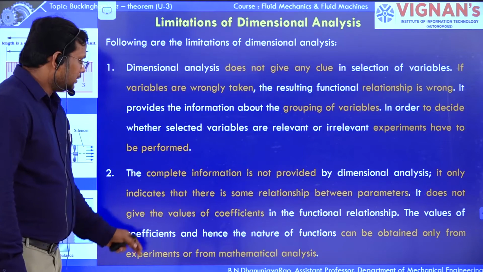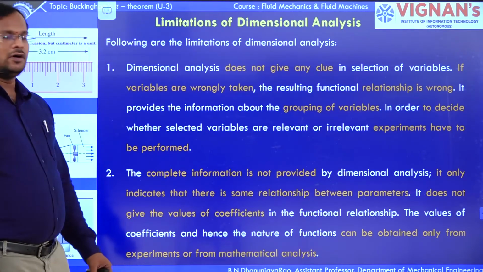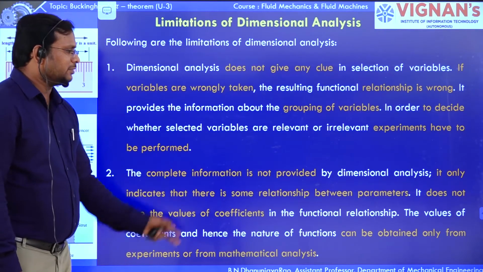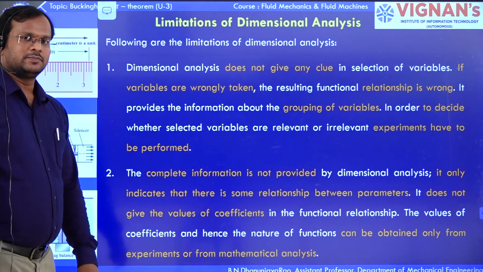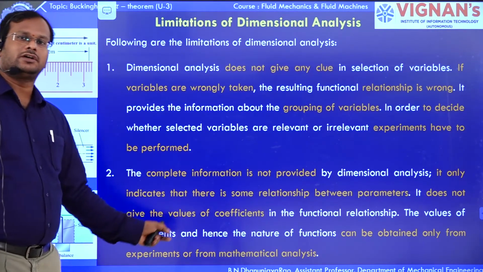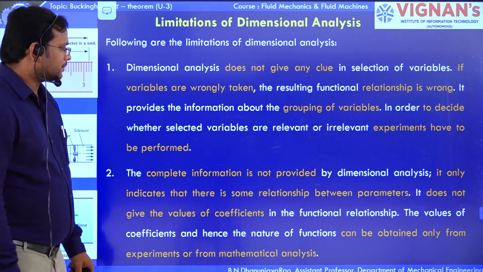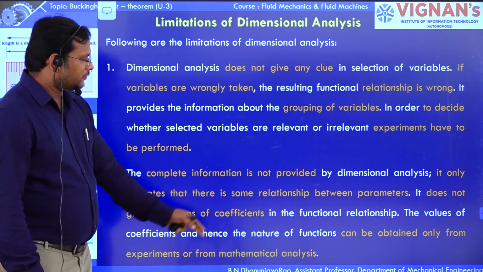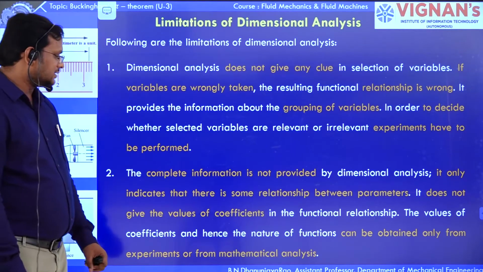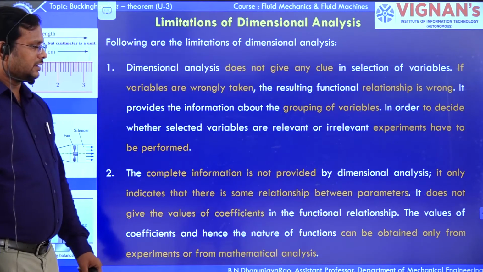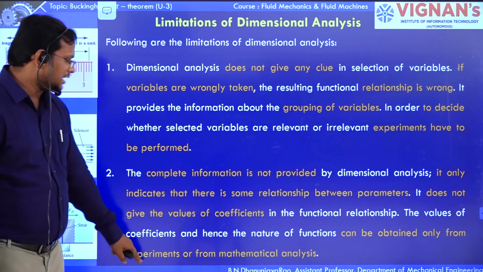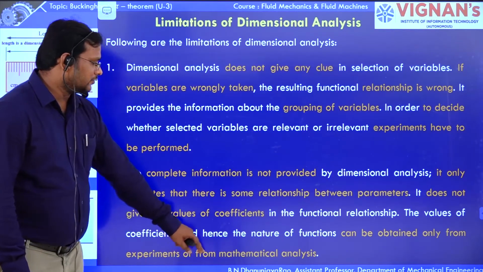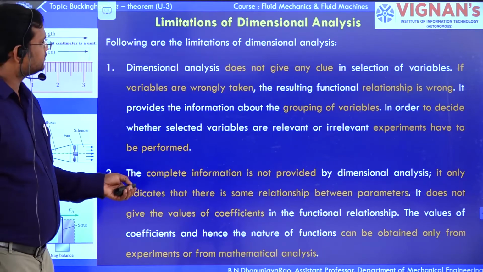When it comes to point number 2, complete information is not provided by dimensional analysis. It only indicates that there is some relation between the parameters. It will not give us complete information. It does not give the values of coefficients in the functional relationship. The values of coefficients, and hence the nature of the functions, can be obtained only from experiments or from a mathematical analysis.